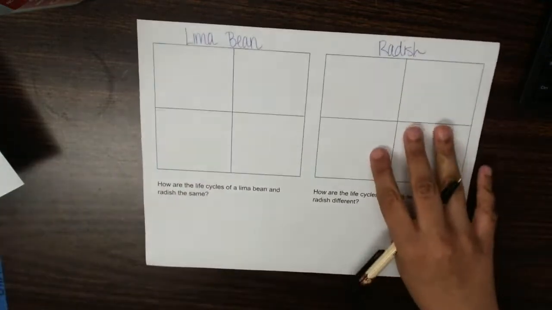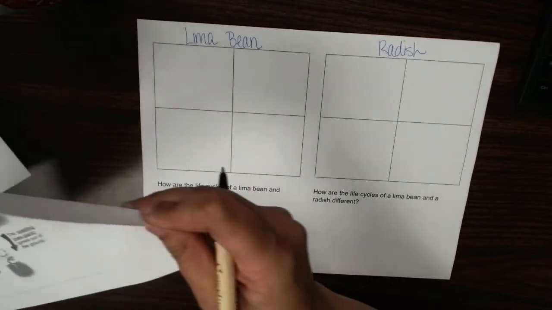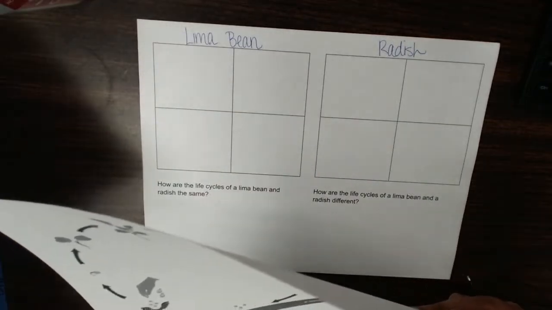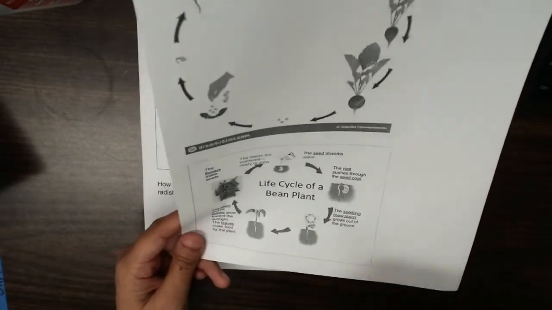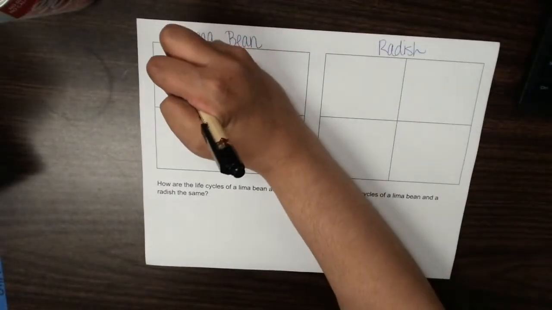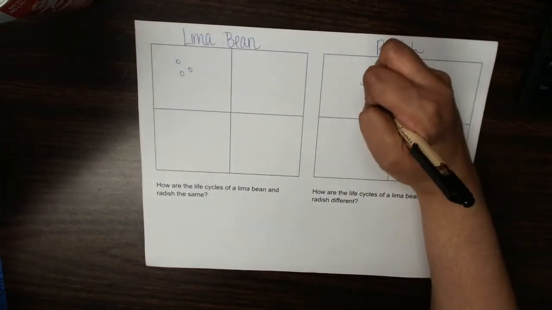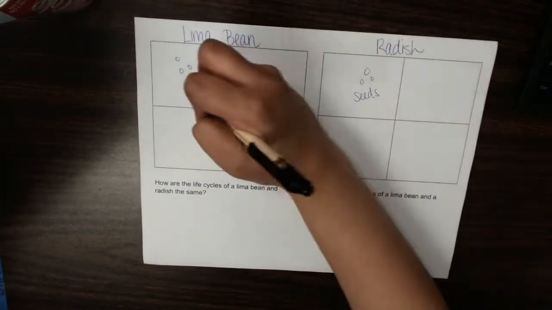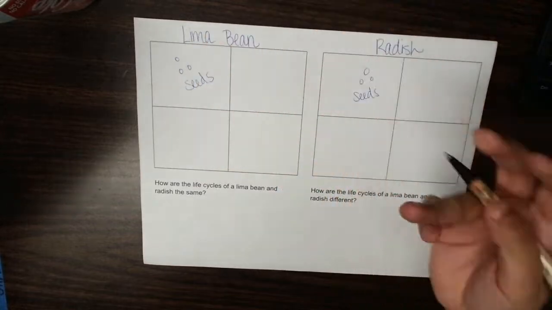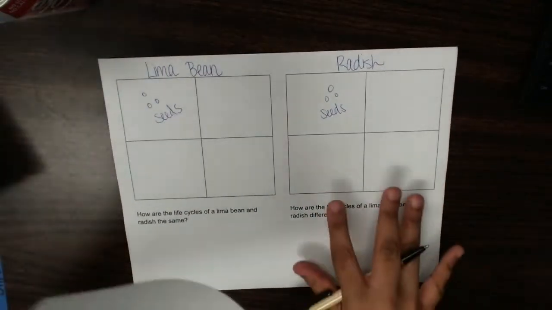Okay. Now, in your packet pickup, you should have the life cycle of a bean plant and the life cycle of the radish. Both of them have to start out with seeds, kind of like eggs. Both life cycles start off with eggs, and in this case, seeds.